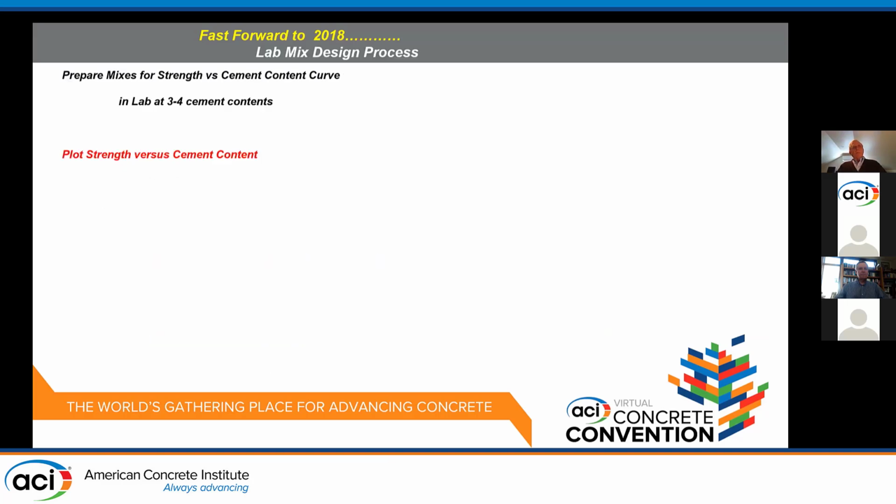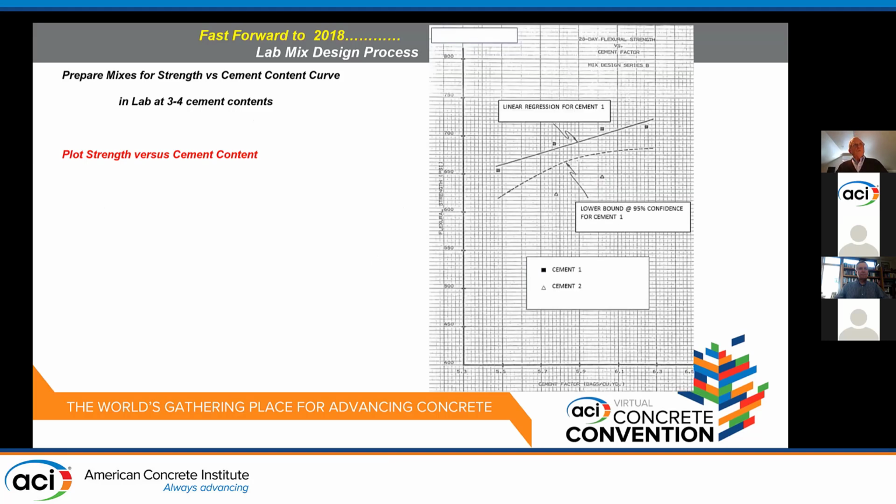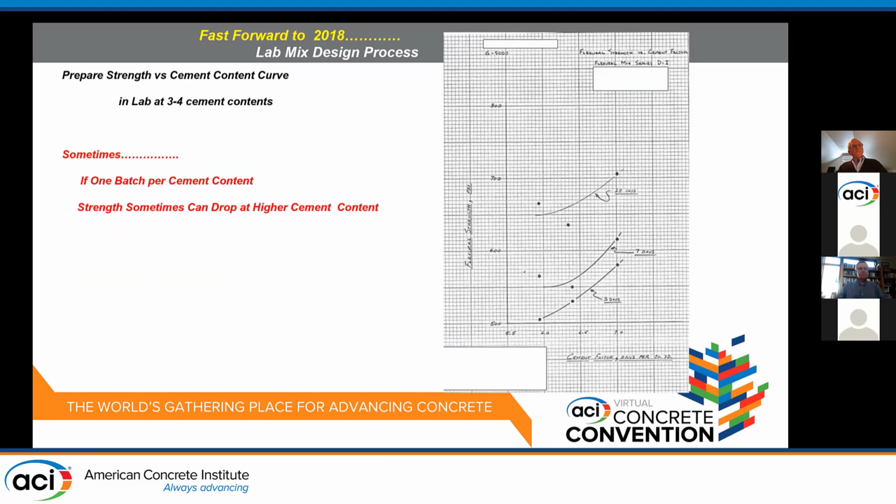So go back to the lab. Now I'm ready to do some mix design. I'll prepare batches at maybe 3 or 4 cement contents and plot the strength versus cement. I get a nice little curve that goes up with cement. I put in more cement, I get more strength. However, that's not always the case. Sometimes when I add cement, the strength goes down.